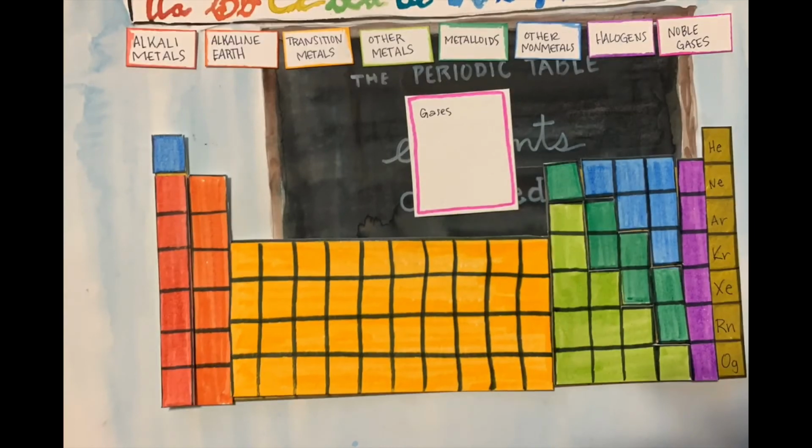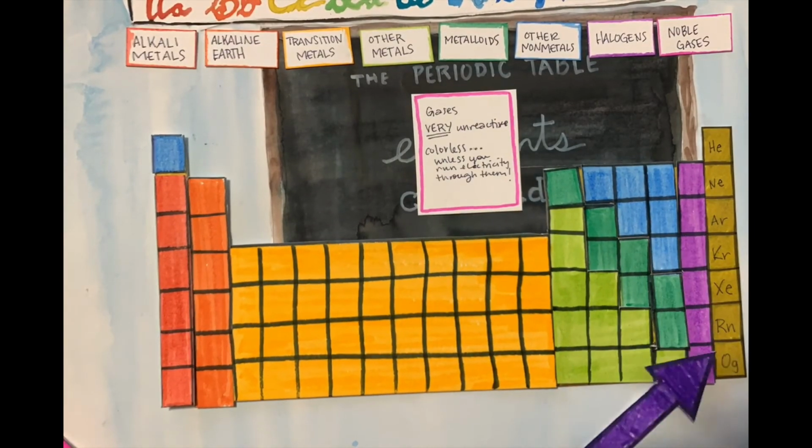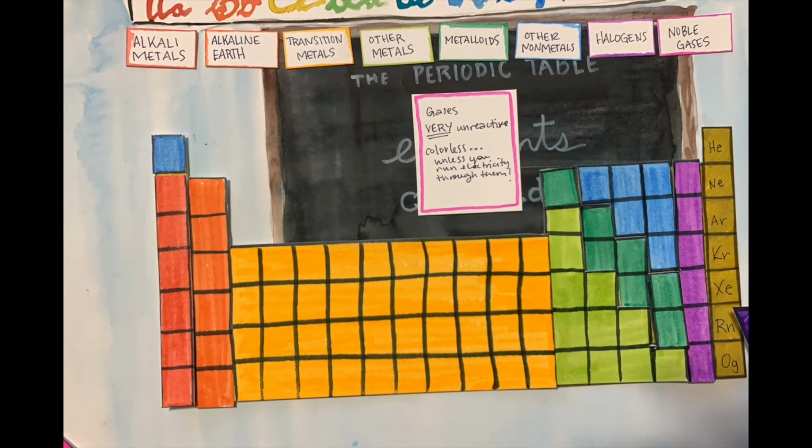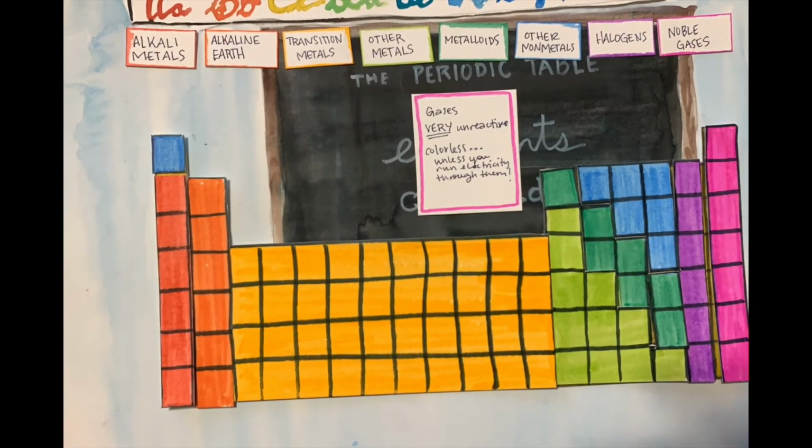Next, we have the noble gases. The noble gases are not reactive. They do not react with things easily at all. Highly unreactive. They're also colorless and are the only gaseous elements that exist by themselves in nature, which is kind of cool. But they are the last column of the periodic table of elements.